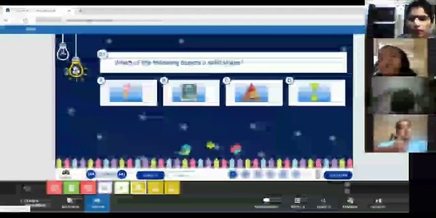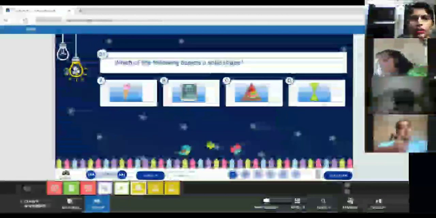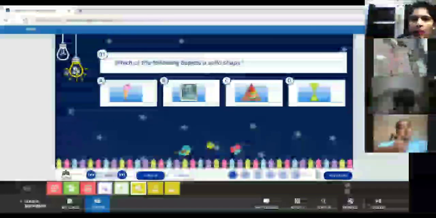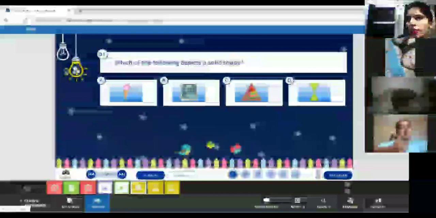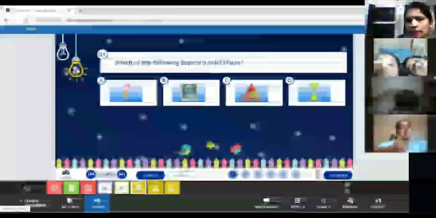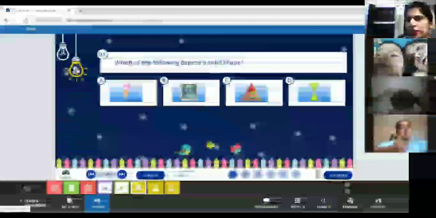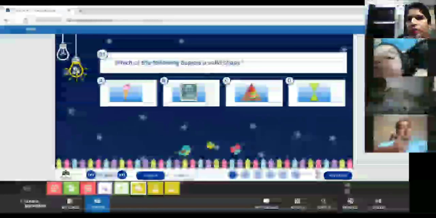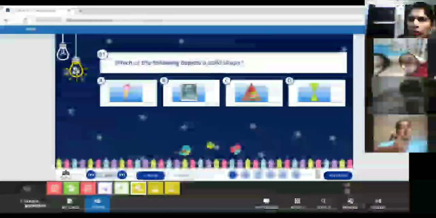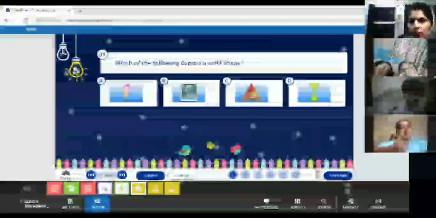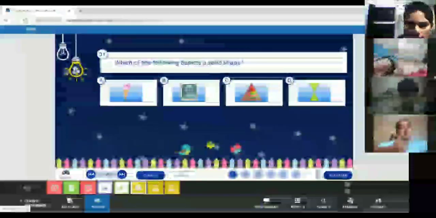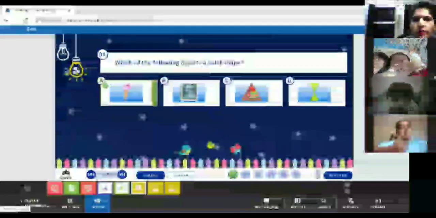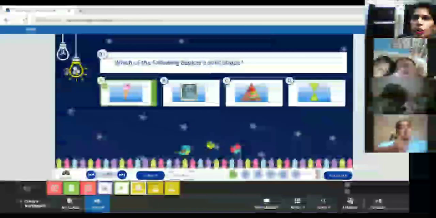So first question is, which of the following depicts a solid shape? Okay, you have to find which is the solid shape. And the options are A, B, C and D. I hope you must have written the answer in your notebook. So I'm going to now show you the solution or the right answer for this. It is A. This is the solid shape.